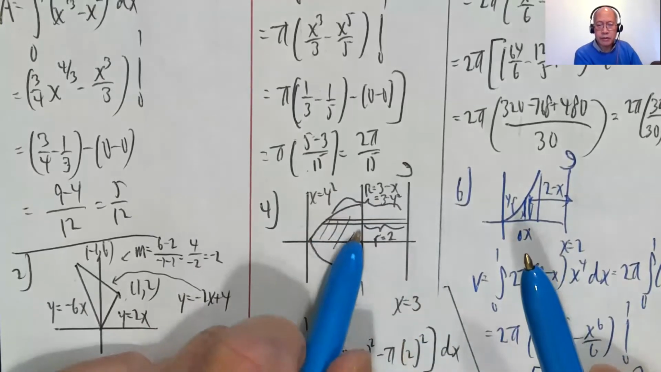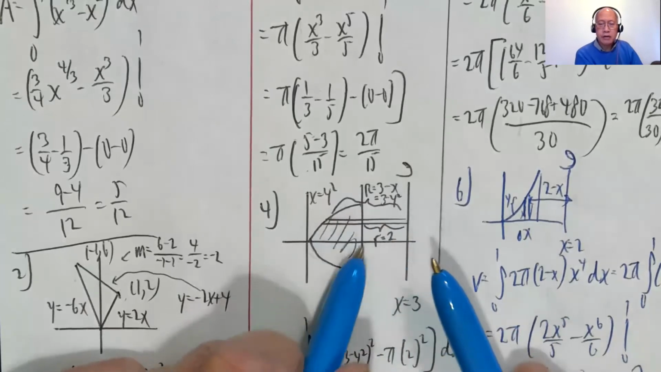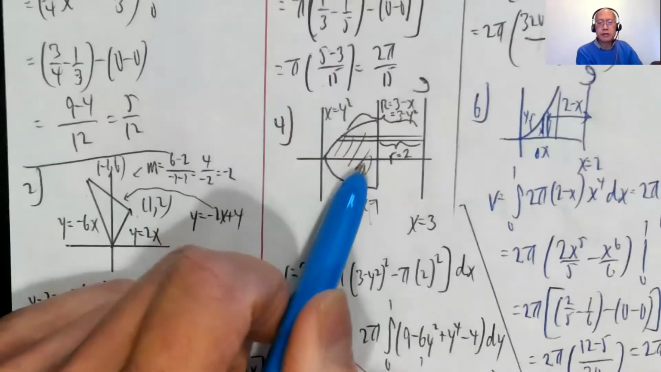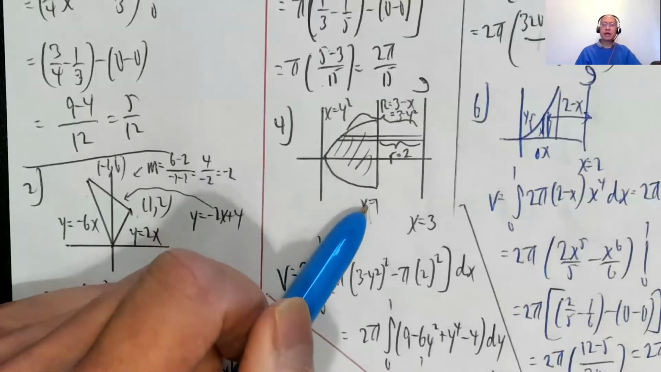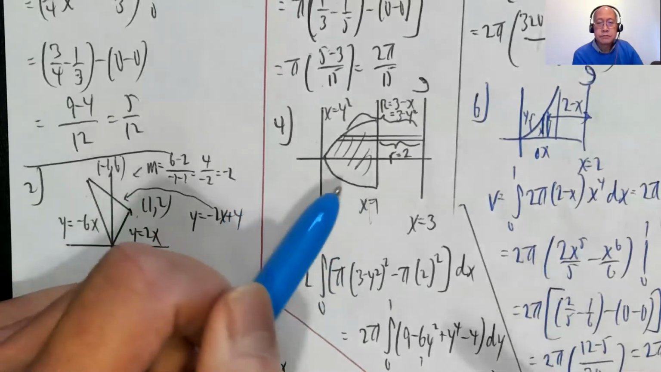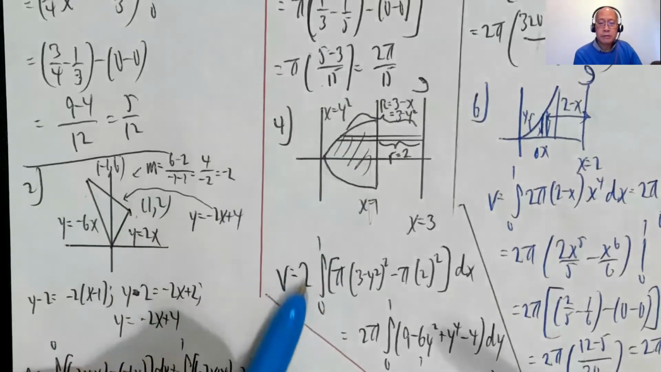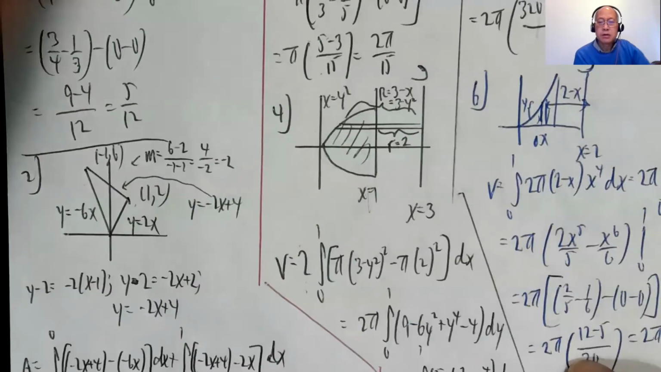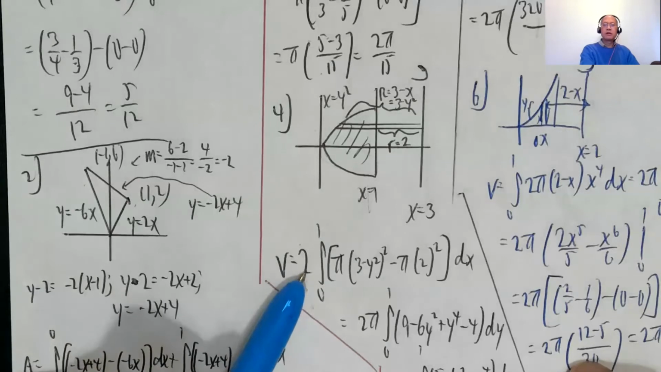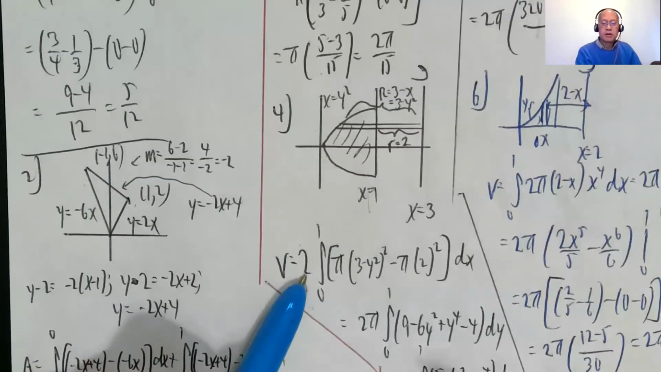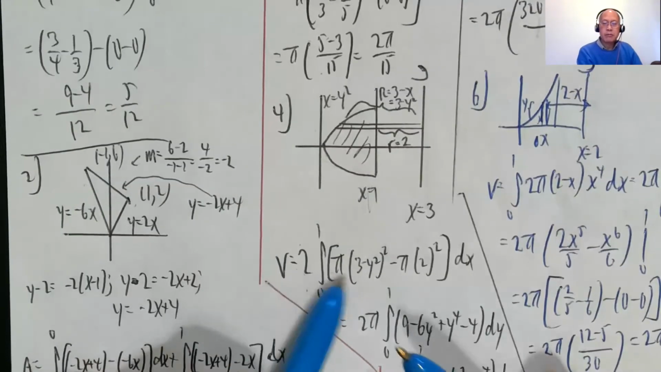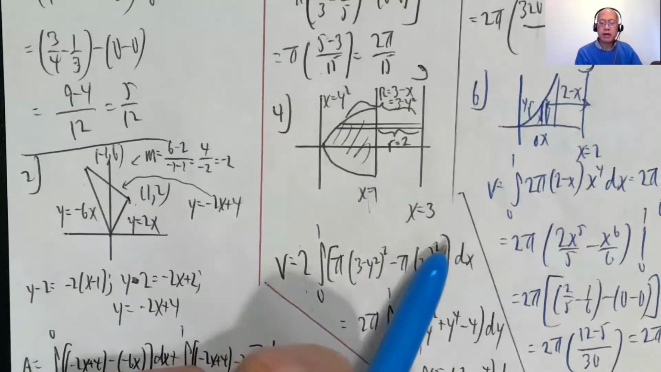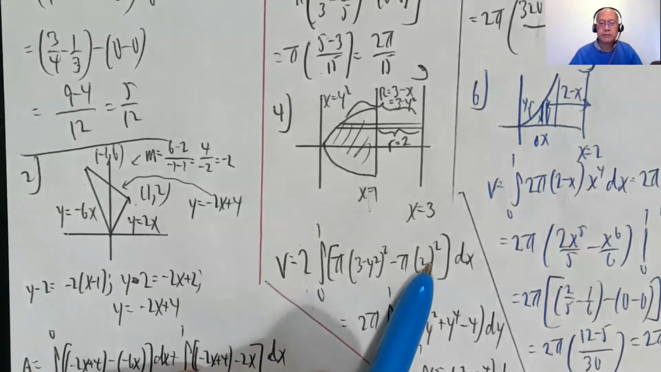I'm integrating with respect to y because my slices are delta y. And my little radius is always just 2. And I have symmetry. So by symmetry, instead of integrating from negative 1 to 1, I'm just going to go from 0 to 1. So integral from 0 to 1 of, and multiply by 2, pi bigger radius squared, 3 minus y squared squared, minus pi smaller radius squared, 2 squared.